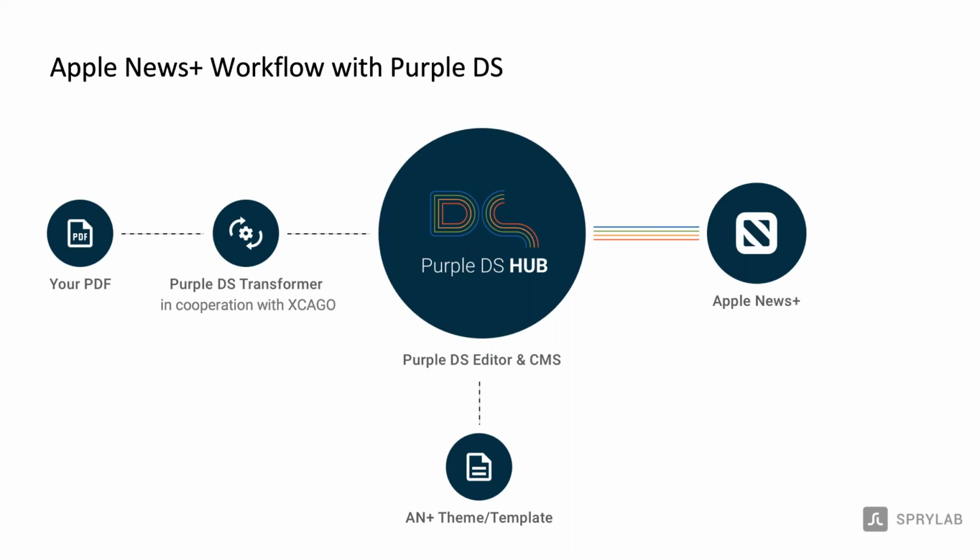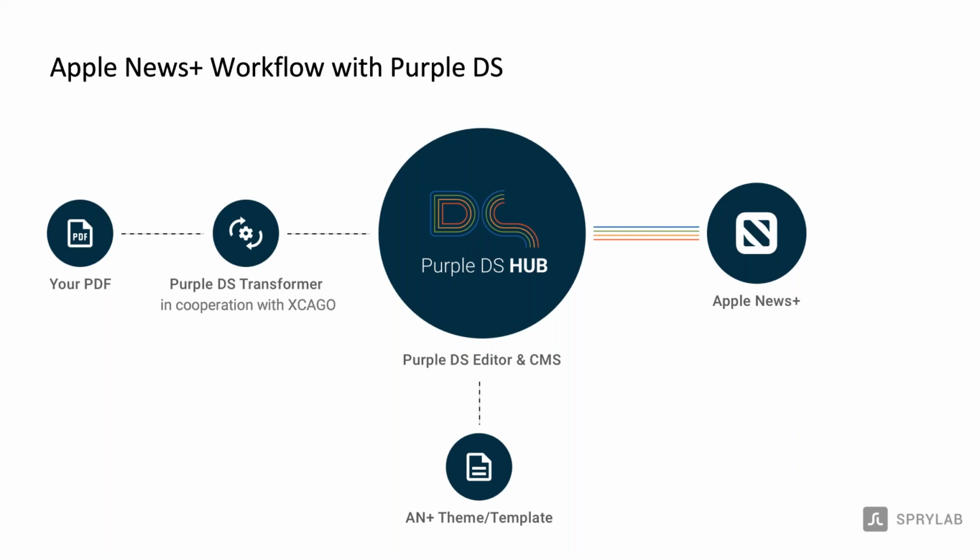And then we have a Purple.ds transformer, which is using a service from our partner company Xcargo. So Xcargo is doing the PDF cropping for us. And then we have all the articles which are in the PDF in a nice structured way. And we feed these articles into our Purple.ds hub.